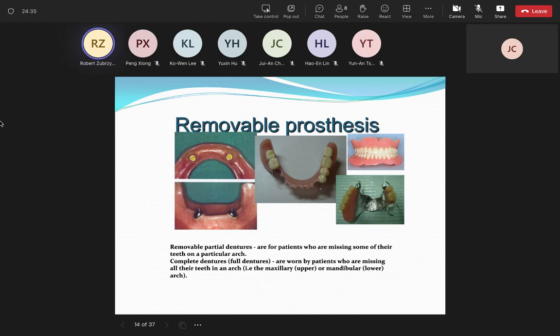And in the middle you see the simplest one, acrylic RPD, and on the right top also complete dentures made from acrylic resin. On the bottom on the right you see partial skeleton denture, and on the left side overdenture with precision attachments.